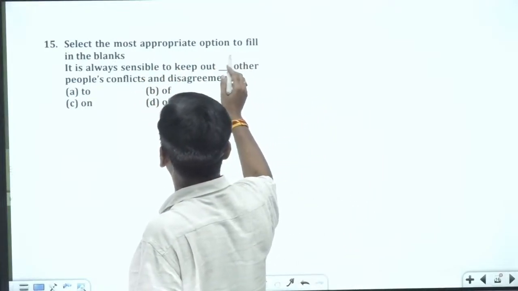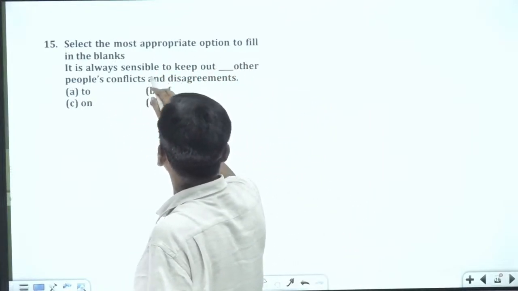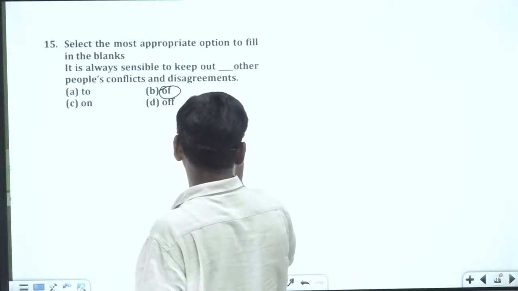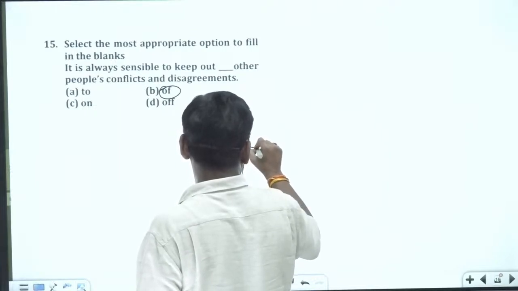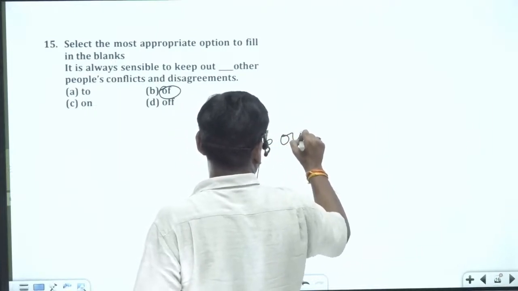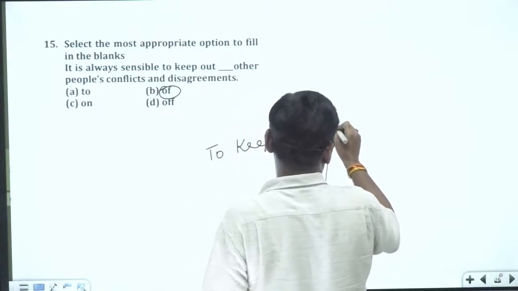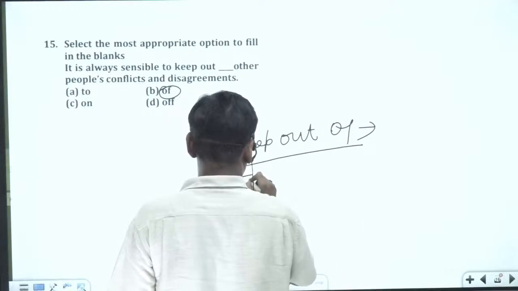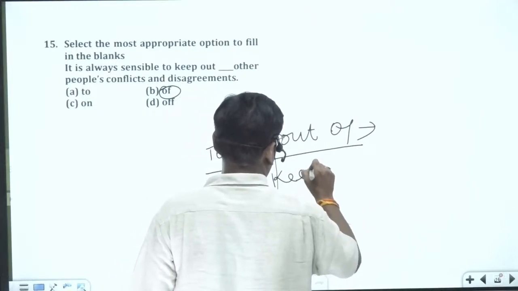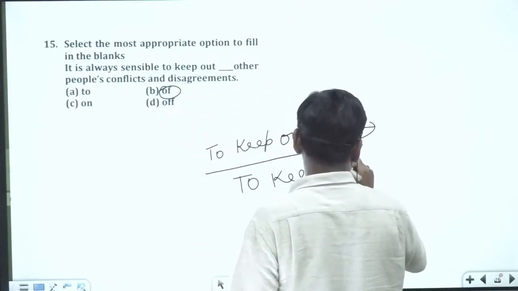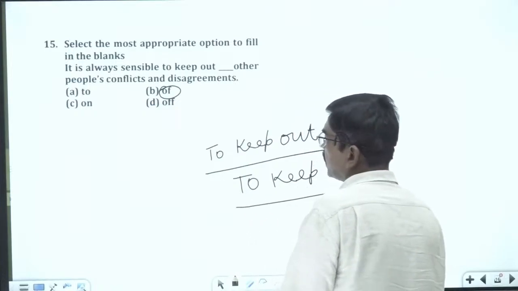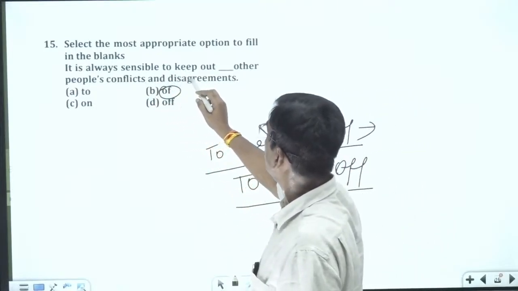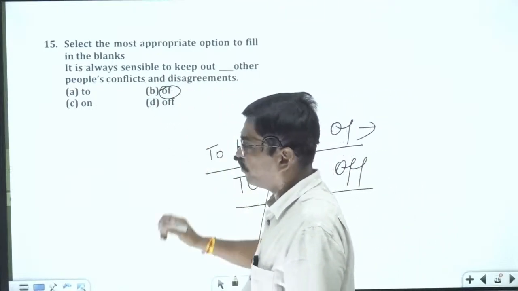Select the most appropriate option to fill in the blank. It is always sensible to keep out of. What's the basic difference between "keep out of" and "keep off of"? I would like to tell you. Actually, it is always sensible to keep out of other people's conflict.